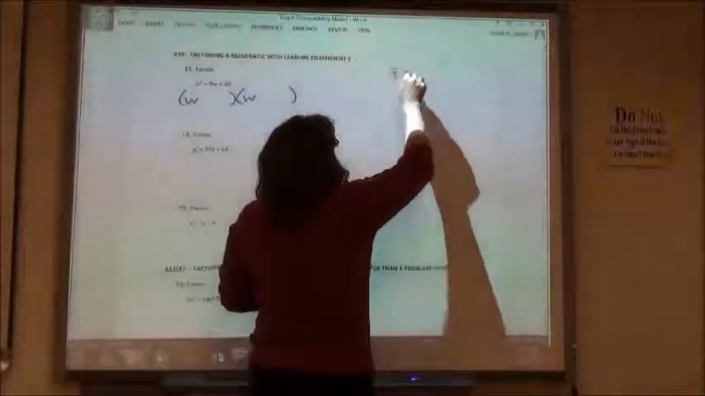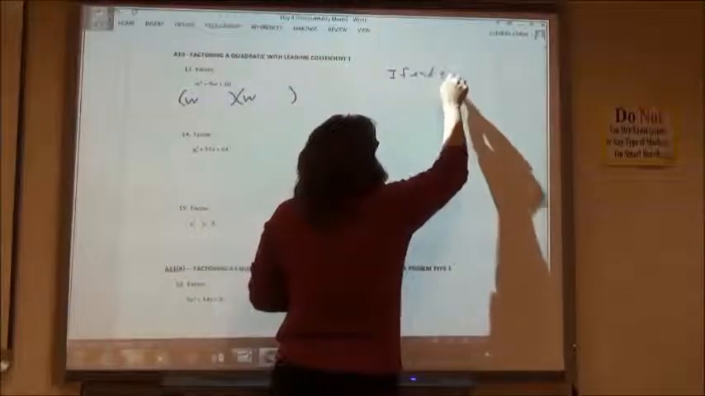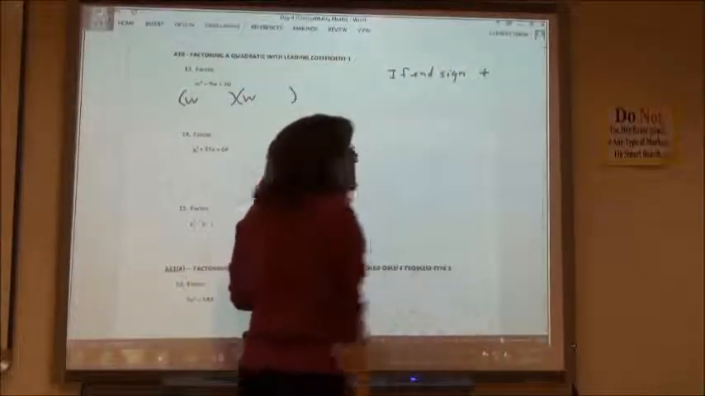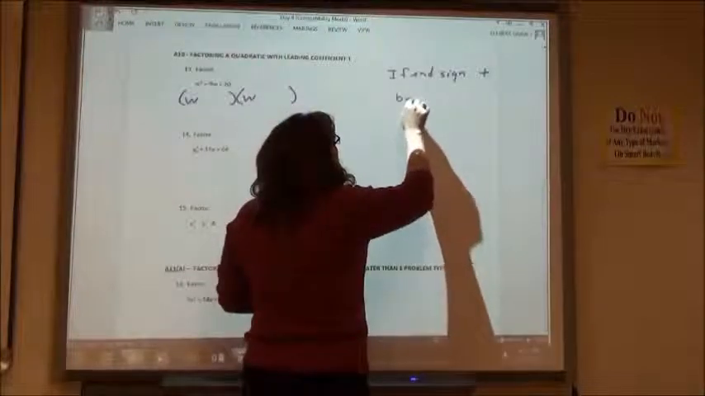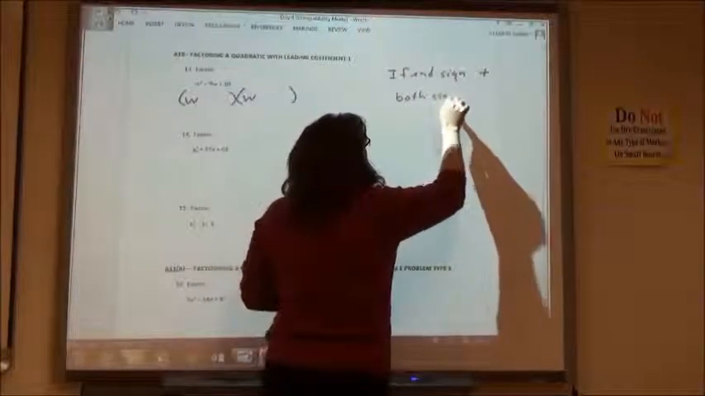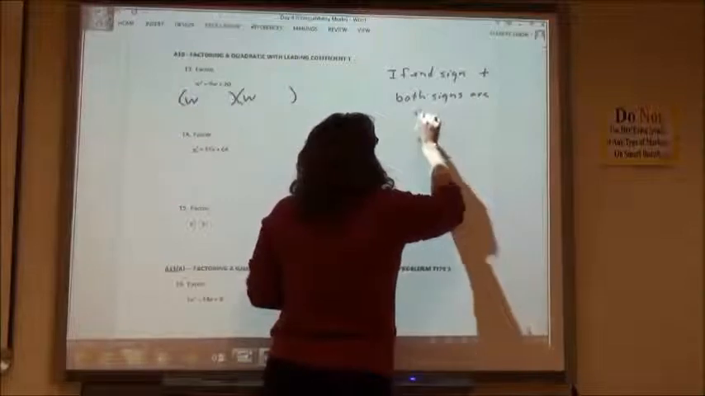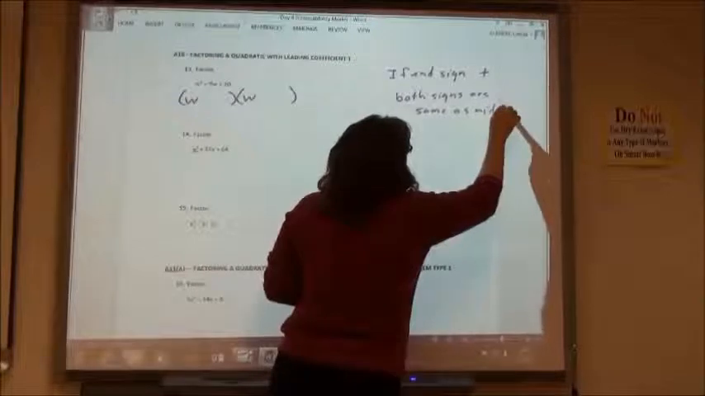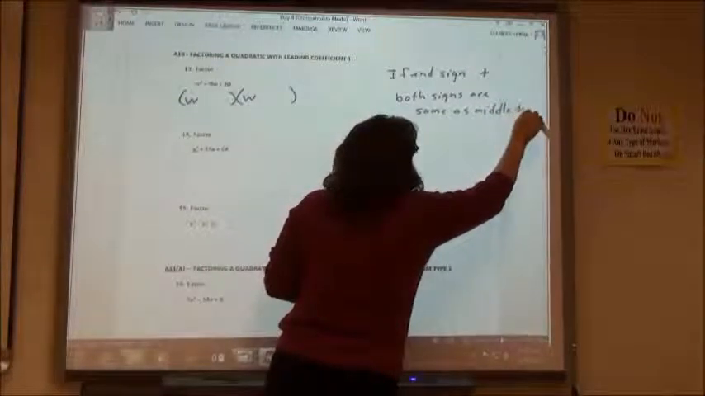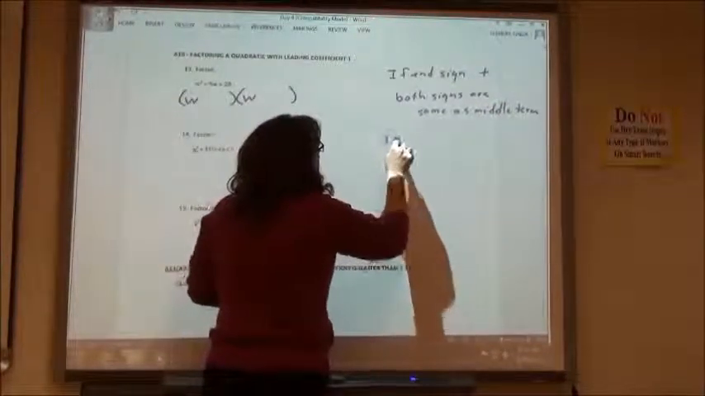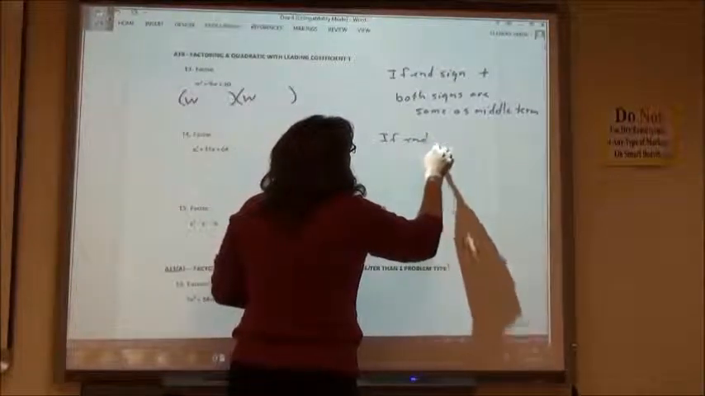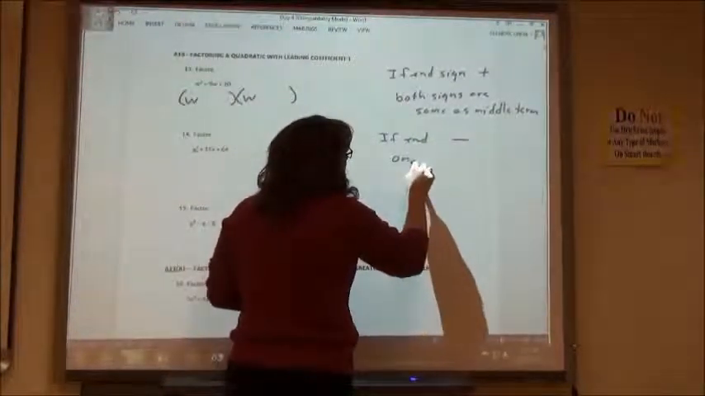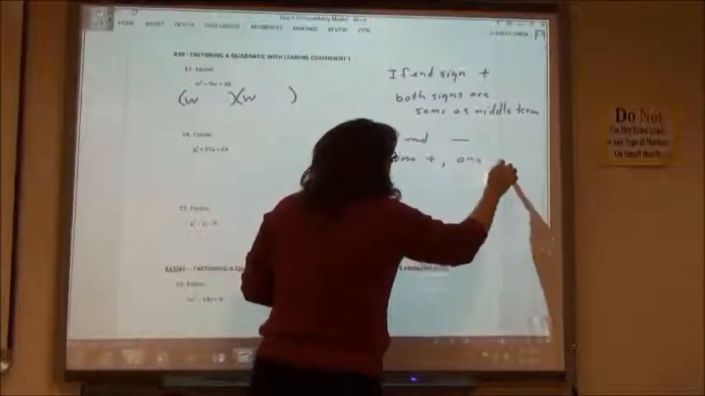The second thing I figure out are my signs. If the end sign is a plus, which it is in this case, they both have to be the same. And so you look at the middle term, and it'll have the same sign as the middle term. If the end sign happens to be a minus, then you just have 1 plus and 1 minus. Doesn't matter which order you put them in.